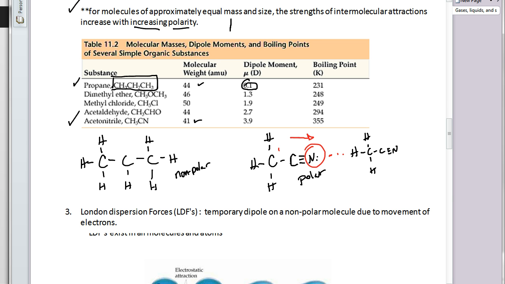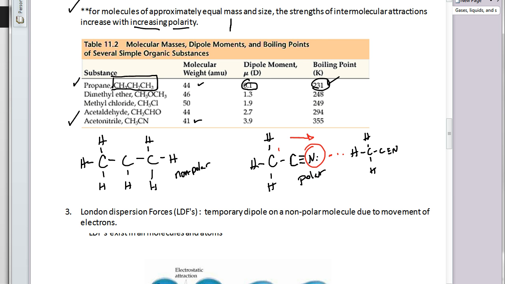And there's that force of attraction. Now, what does this do? Well, it has an effect on the boiling point. It's easier, it takes less kinetic energy or temperature. You don't have to heat acetonitrile or propane up as much to get it to boil, to go from a liquid to a gas, 231 Kelvin.